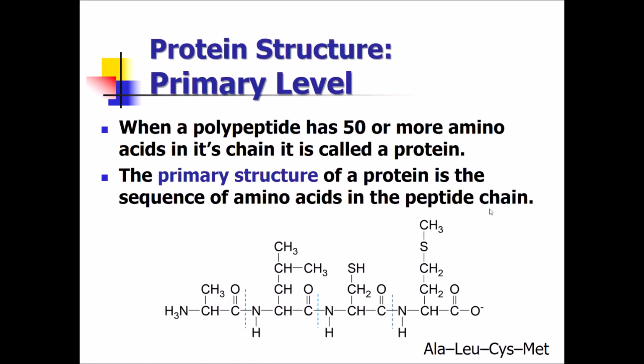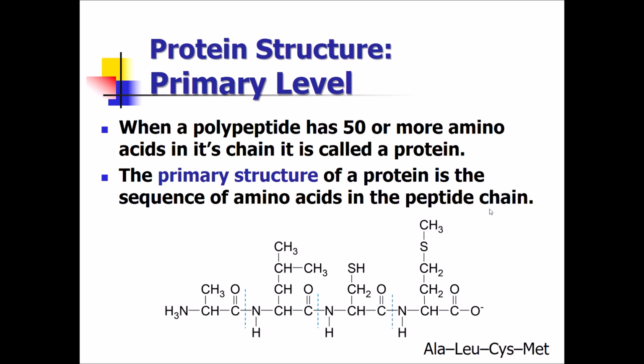And that brings us to this next idea of what's called the primary structure. Okay, the primary level, or the primary structure. The primary structure is just the sequence or the order of amino acids. And so when we get a polypeptide chain of 50 or more amino acids, then we start to call it a protein.